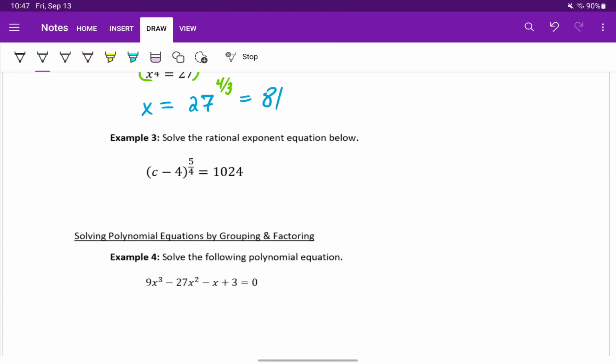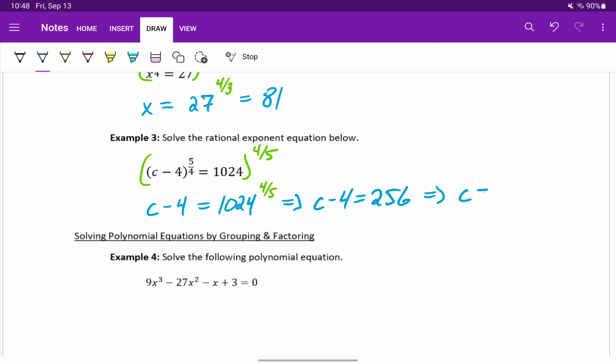In example 3, we have a more complicated expression on the left-hand side, but the same principle still applies. We'll raise both sides to the 4/5 power, which will leave us with c minus 4 is equal to 1024 to the 4/5 power, or c minus 4 is equal to 256. Then adding 4 to both sides will give us c is equal to 260.